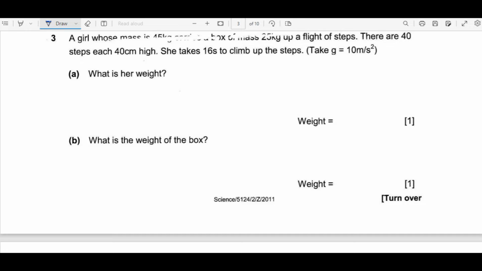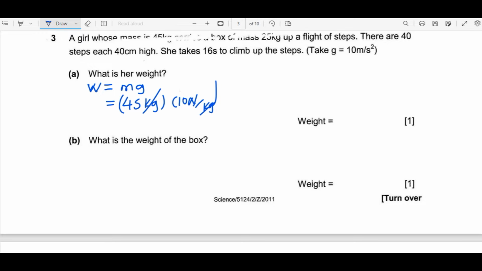The first question is, what is her weight? So we know that weight is given by the product of mass and gravity. So the weight that we are looking for is for the girl. So we use the mass 45 kg multiplied by 10 newtons per kg.